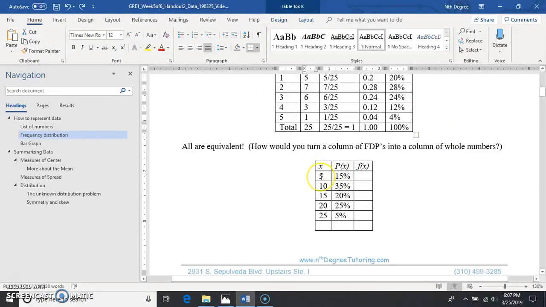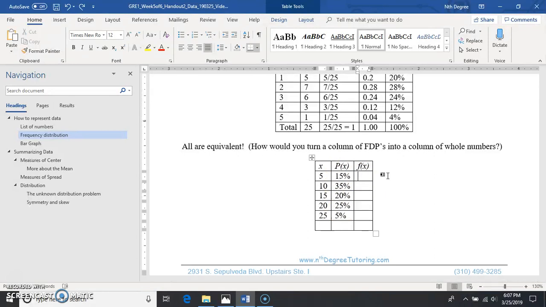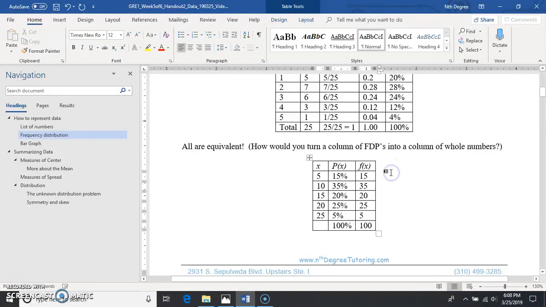So in this example, this is a new list of numbers, 5, 10, 15, 20, and 25. Each one of them has a certain probability. How could you turn those probabilities or those percents into whole numbers? Again, the answer is there's a multitude of ways we could answer it. So let's just pick the easiest one. And that would just be to turn each one of these percents into its own whole number. There, that would be one example. That would really represent the same distribution. And those numbers might be easier to work with when you're calculating averages or whatnot.